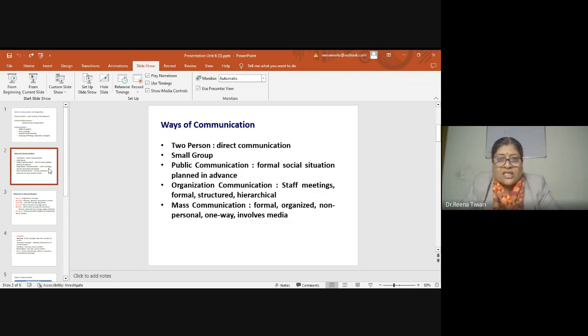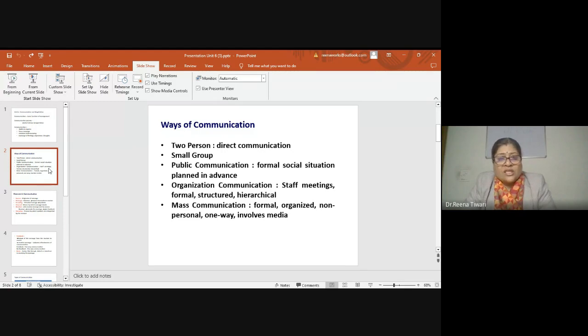Sometimes the communication is being done in public, and it is a formal social situation. For example, the principal attends the school assembly, and the whole group of students, teachers, and everyone present is publicly announced a particular kind of event which is going to be held soon, or some responsibilities to be performed by every individual. That can be a formal social situation too, and it may be planned in advance what is to be communicated to the whole public.